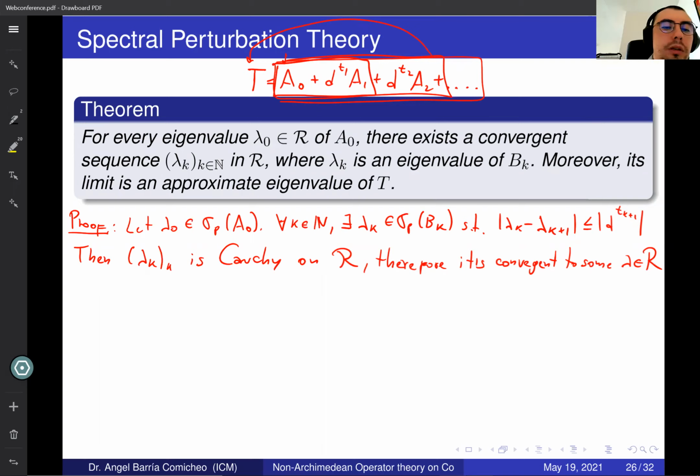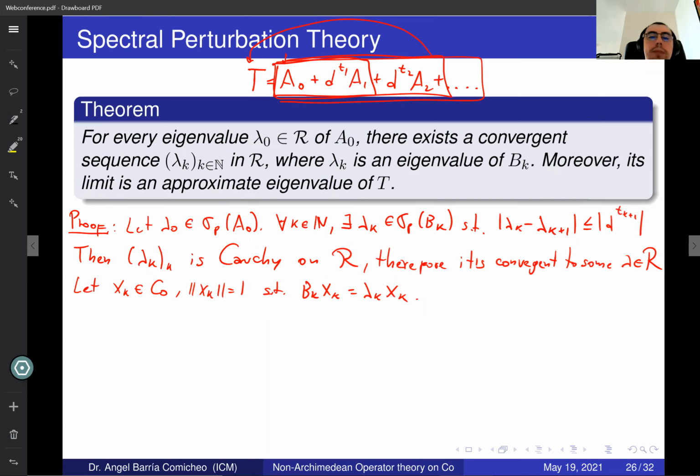What we're going to do, for each of these eigenvalues, we're going to choose an eigenvector of norm 1. Let xk be a vector of C0 of length 1 such that bk xk is lambda k xk, an eigenvector corresponding to lambda k. Then we will show that this sequence approaches this sequence. So the norm of this difference approaches 0. This is what we're going to show now.